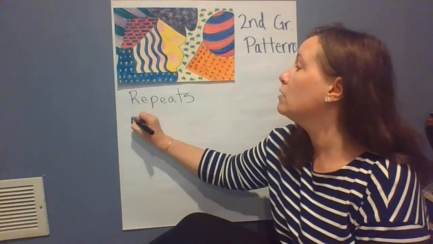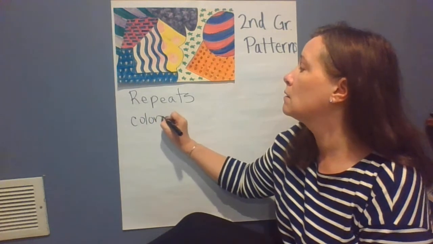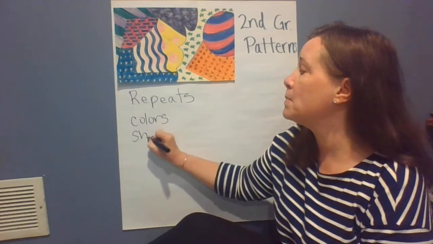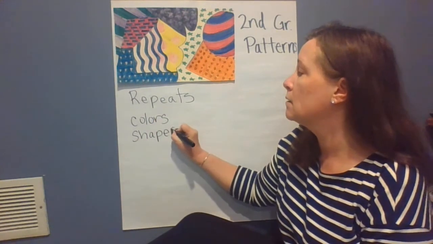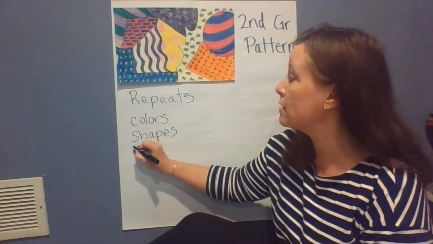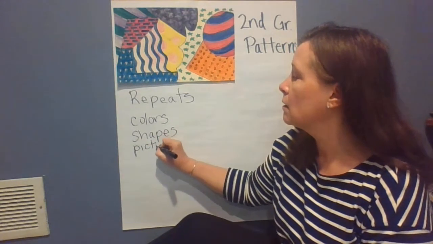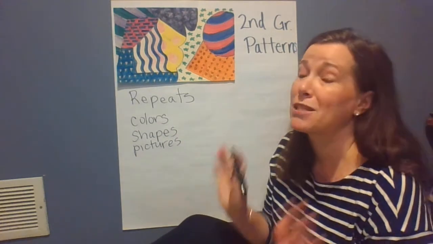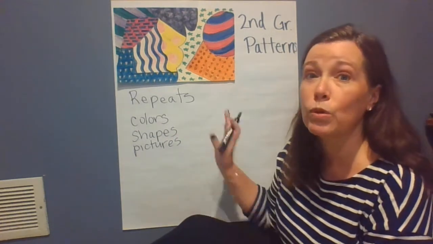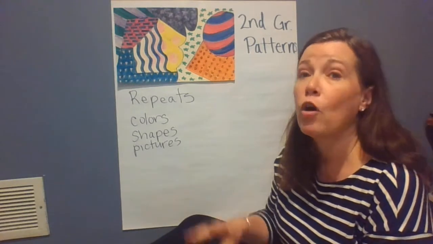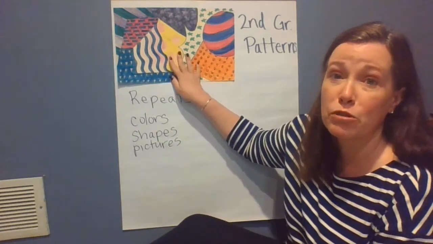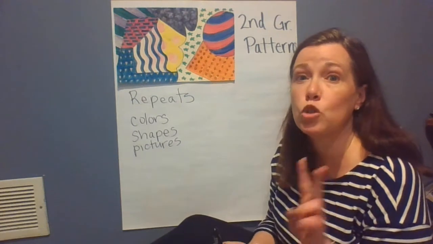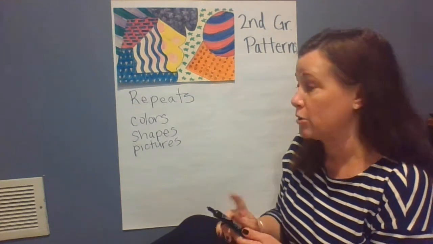We can have colors that repeat. We can have shapes that repeat. We could have pictures that repeat. Sometimes people say letters or numbers, and absolutely letters or numbers can make a pattern. We're not going to use letters or numbers for this because I want you to be able to have two parts that you can color for this picture.